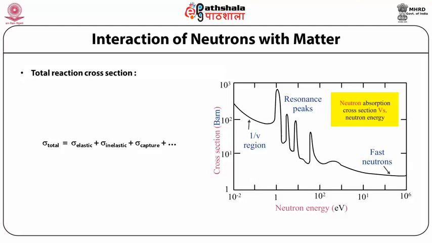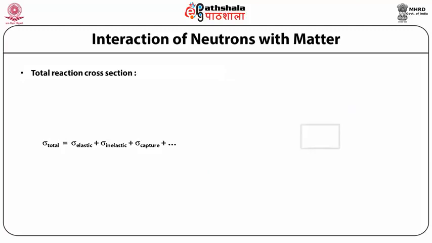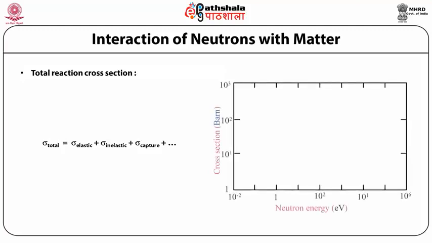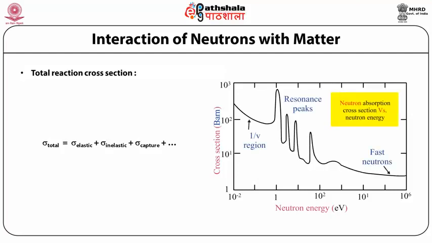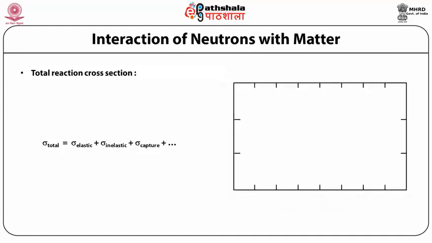After that, for somewhat higher energy neutrons, we can see that resonance phenomena take place, that is, the neutron is absorbed, the nucleus of the medium gets excited and then de-excites by releasing energy. So resonance peaks are observed. For still higher energy neutrons, which are termed fast neutrons, the total cross section decreases.